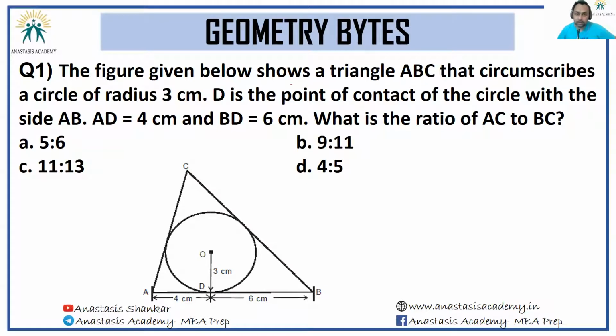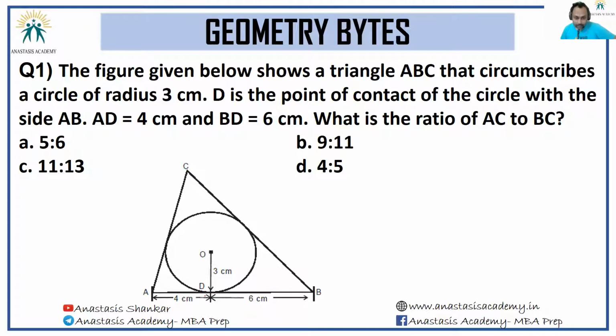In the figure given below, the triangle ABC circumscribes a circle of radius 3 cm. D is the point of contact of the circle with side AB. AD is equal to 4 and BD is equal to 6. What is the ratio of AC to BC? We need the ratio of AC to BC.